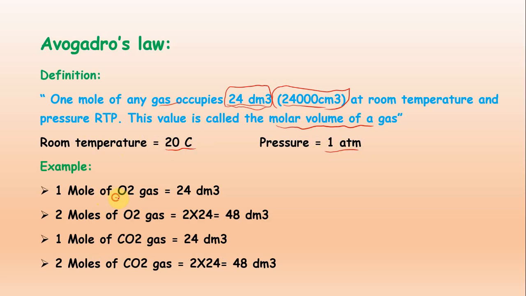If we are taking 1 mole of oxygen gas, then it will have 24 dm³ volume. If we are taking 2 moles of oxygen, then we have to multiply by 2, so 48 dm³ for 2 moles of oxygen gas. The second example is 1 mole of CO2 gas, which will contain 24 dm³, and similarly 2 moles of CO2 will be 48 dm³ of CO2 gas. So this was Avogadro's law.